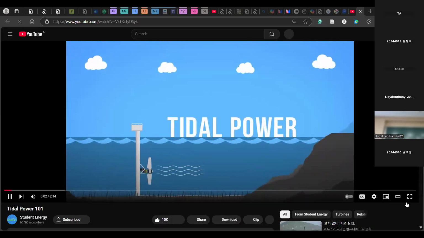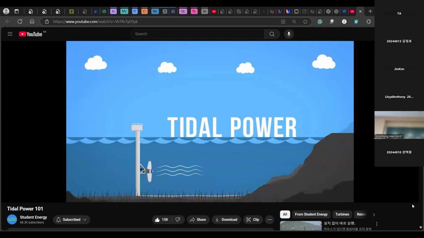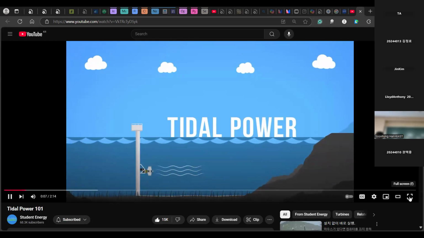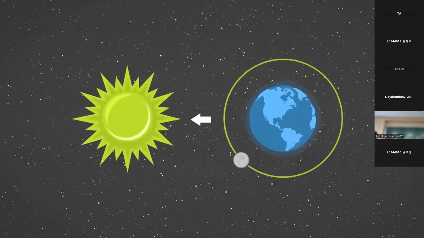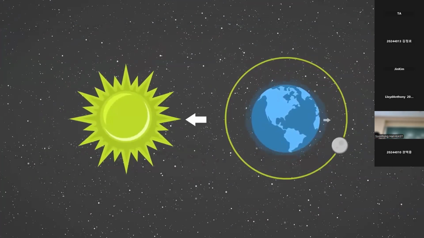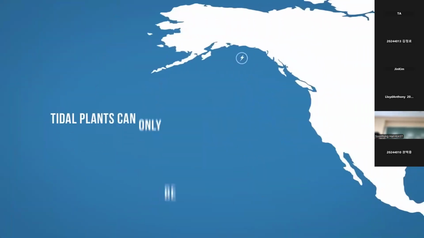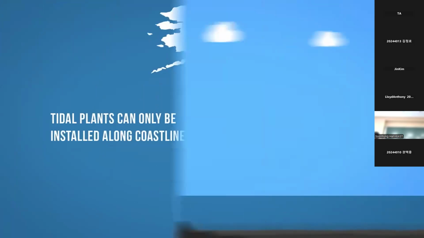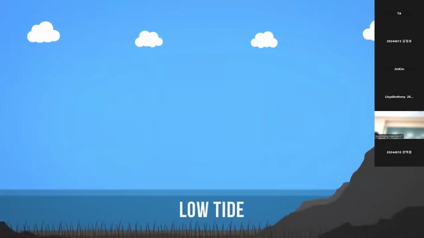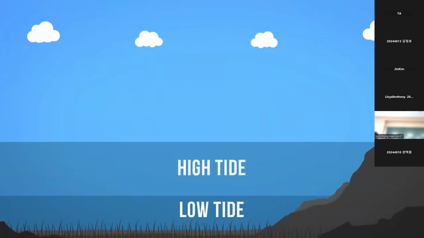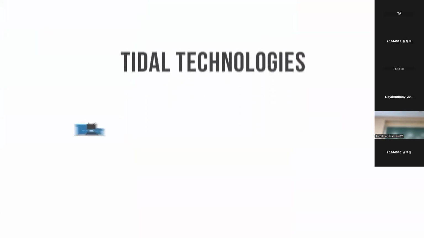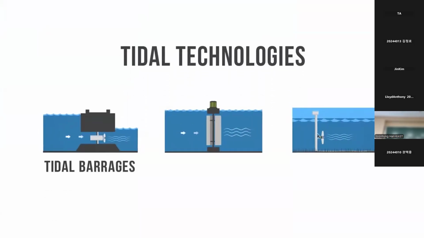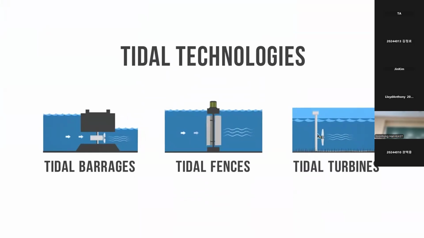Tidal power. Tidal power is a form of hydropower that converts the energy from the natural rise and fall of the tides into electricity. Tides are caused by the combined effects of gravitational forces exerted by the moon, the sun, and the rotation of the earth. Tidal plants can only be installed along coastlines. Coastlines often experience 2 high tides and 2 low tides on a daily basis. The difference in water levels must be at least 5 meters high to produce electricity. Tidal electricity can be created from several technologies, the main ones being tidal barrages, tidal fences, and tidal turbines.